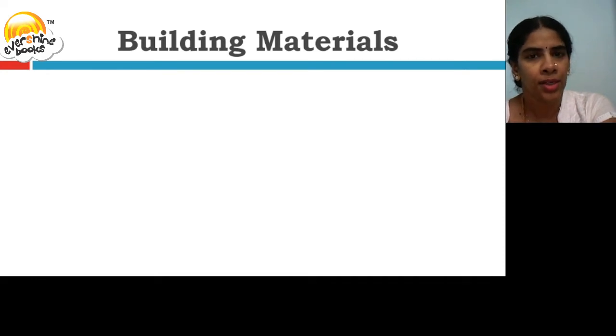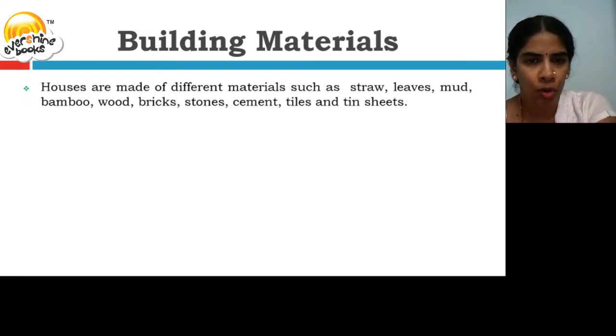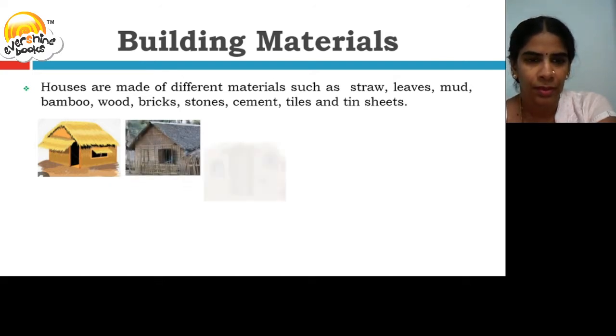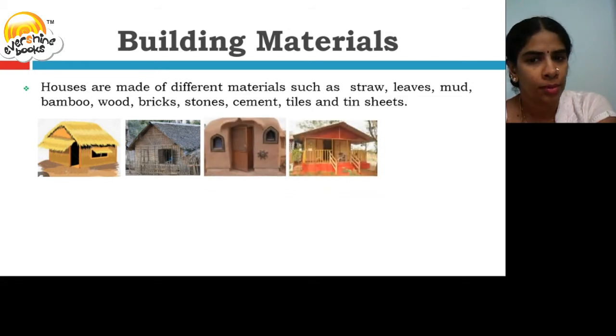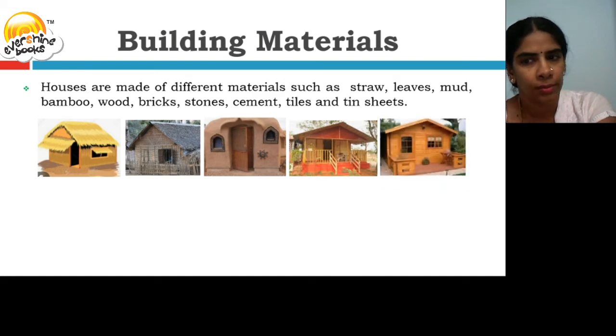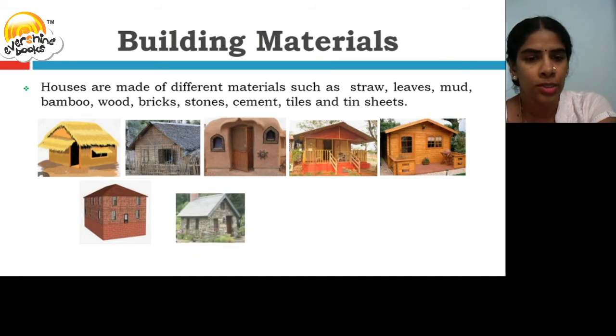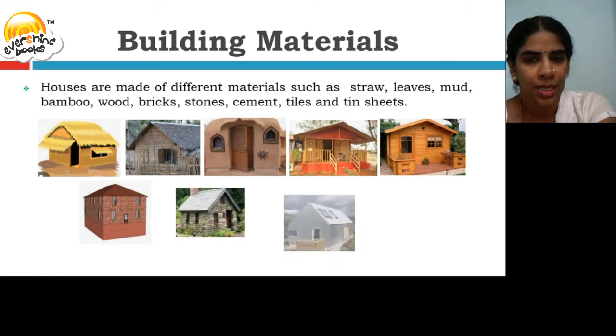What are the building materials? What building materials will we see when a house is getting constructed? Houses are made up of different materials such as straw, leaves, mud, bamboo, wood, bricks, stones, cement, tiles and tin sheets.